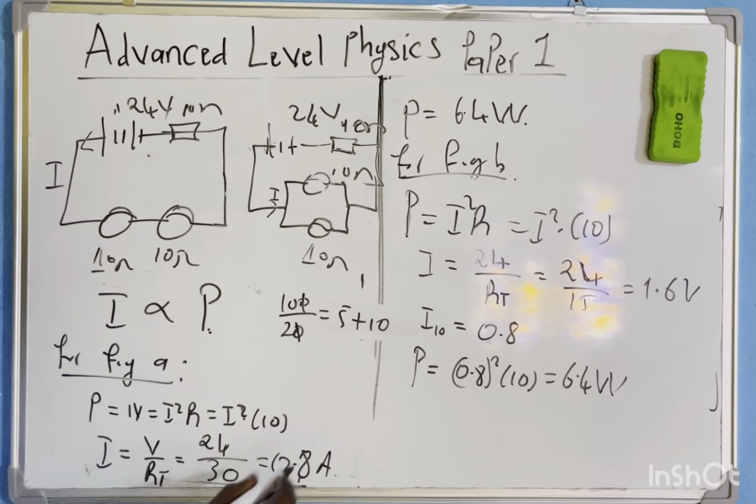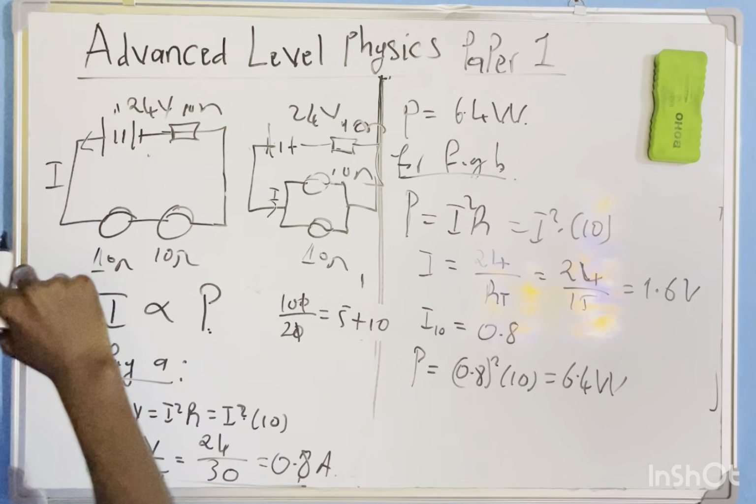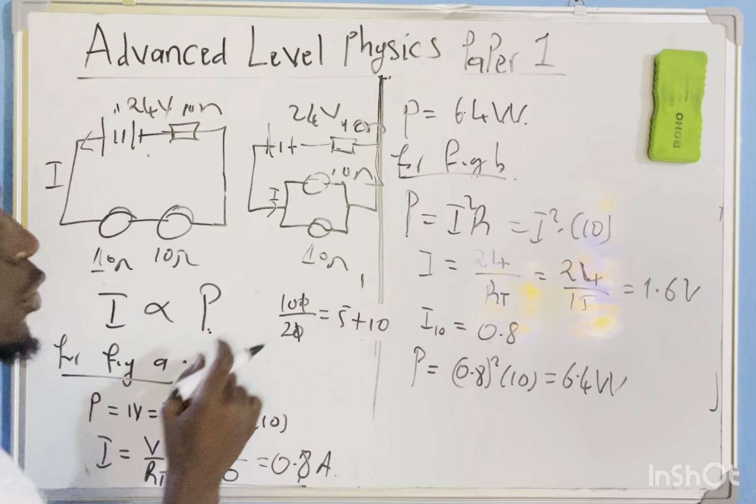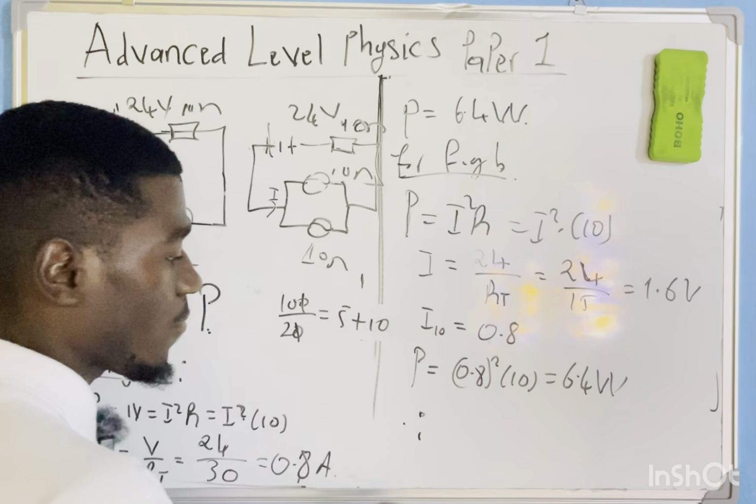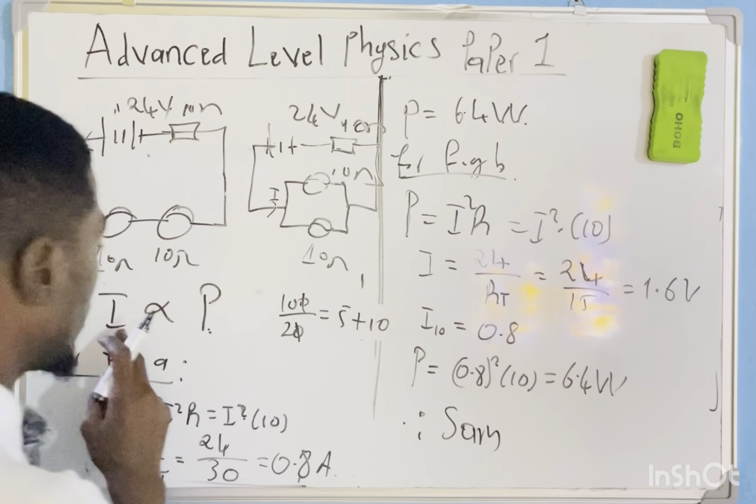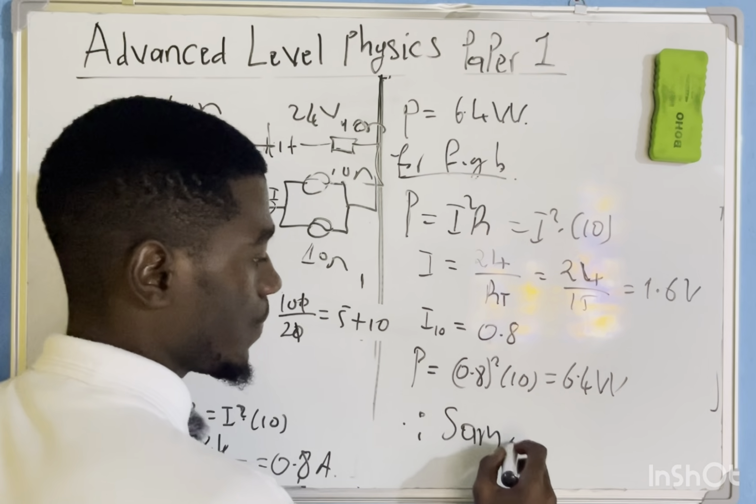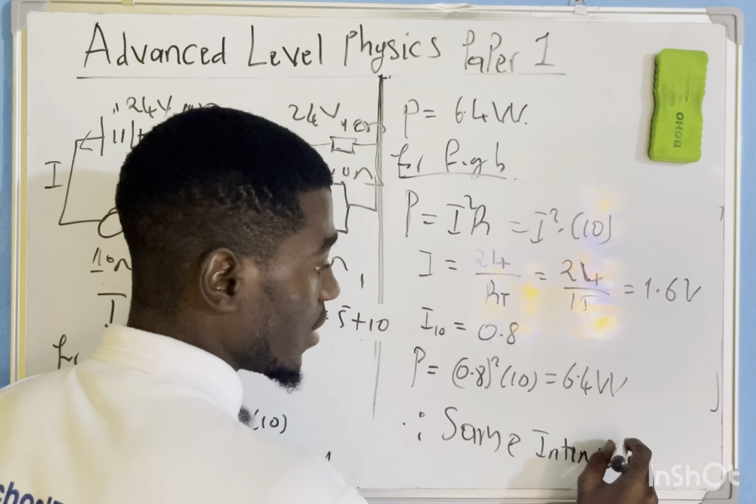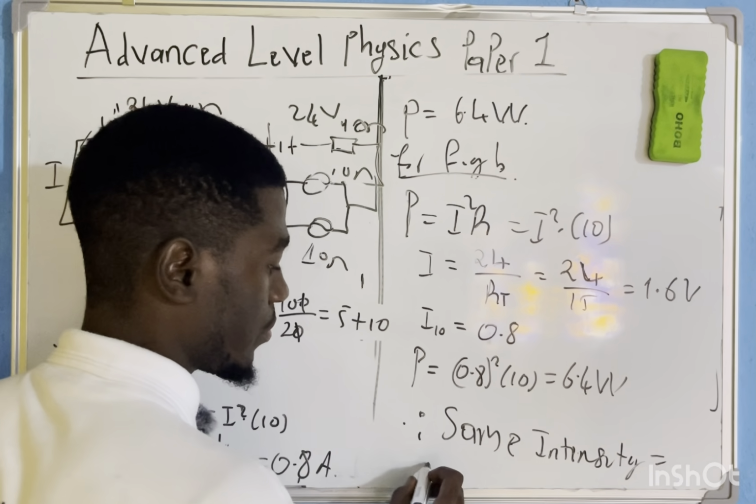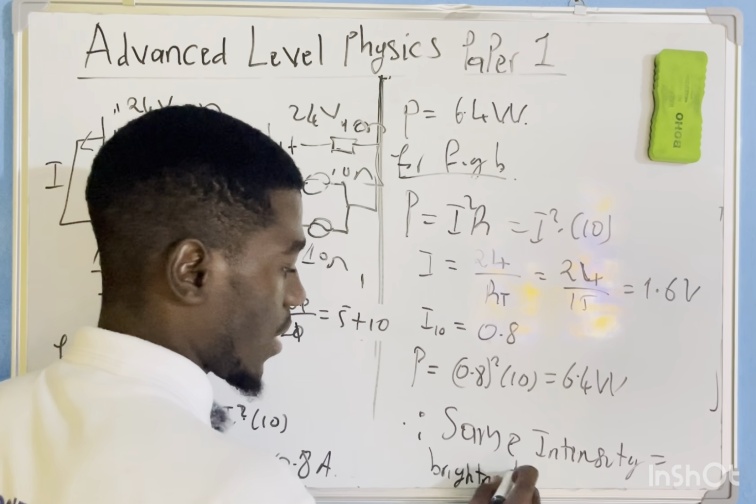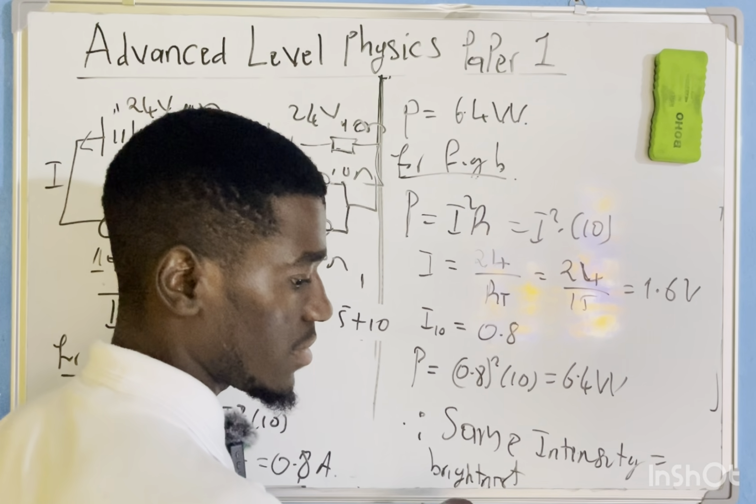From there we see that the power received by the bulb in figure A is the same as the power received by each bulb in figure B. Therefore, they should have the same intensity or the same brightness, since power is proportional to intensity. So as simple as that, same brightness.